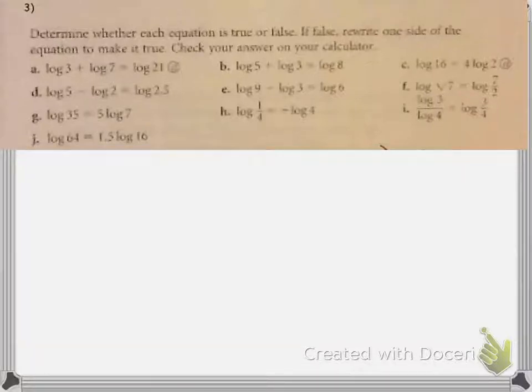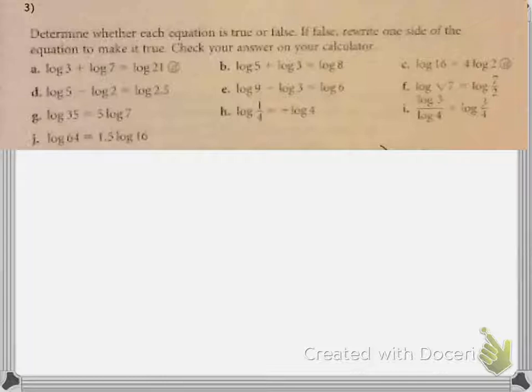Hello again, starting with number 3 on the 5.7 section review, doing the true-false. So determining whether each equation is true or false. And if it's false, you have to rewrite one side of the equation to make it true. It doesn't matter which side we rewrite, and of course there are many different solutions you could have, so I'm just going to give you one version of the ones that are false, but there's a couple that you could think of, I'm sure, that we could have done instead.